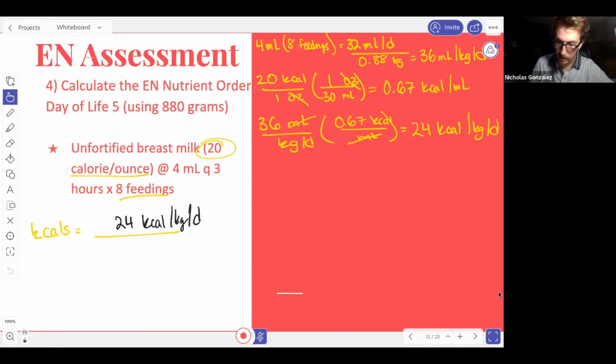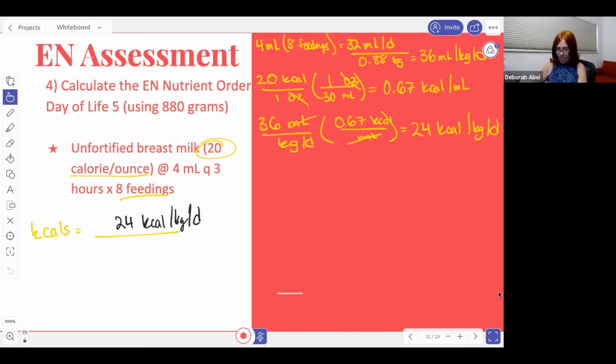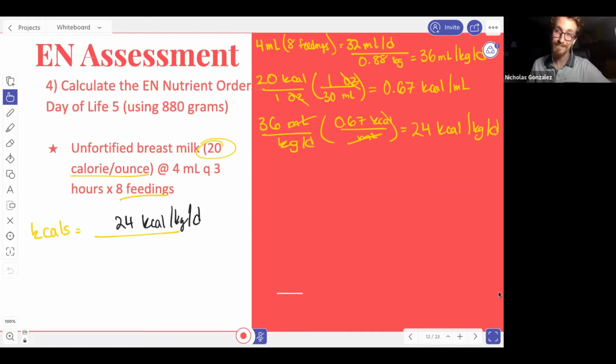Okay, and then from here, we can also go ahead and calculate the protein. This time there is no percentage form, so you have to go for the proportions. That's why you can't forget it. And in this case, we're going to have 1.34 grams of protein per 100 kcals, because that is the amount of protein present per kcal within unfortified breast milk.